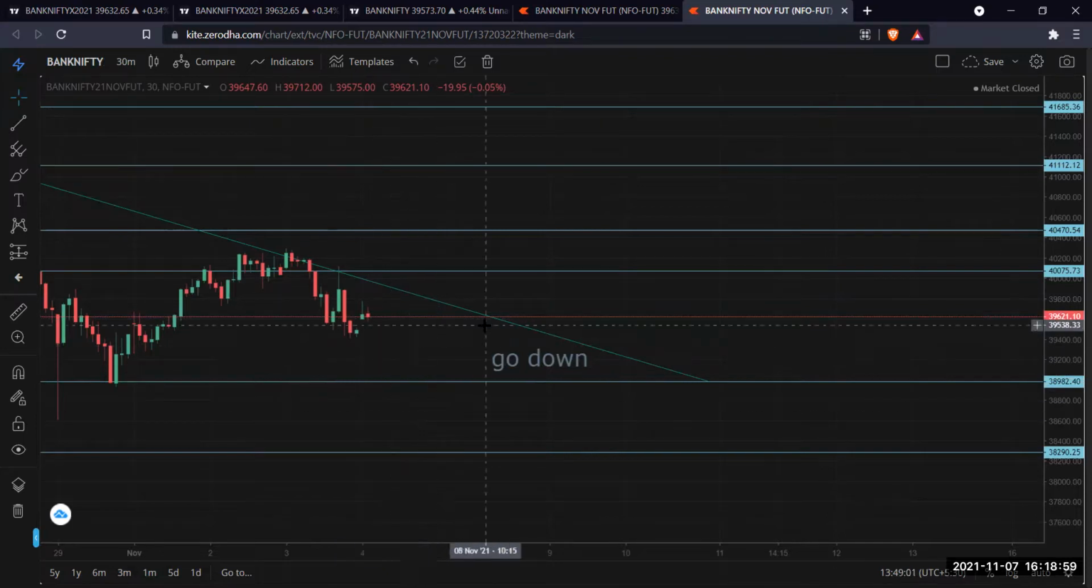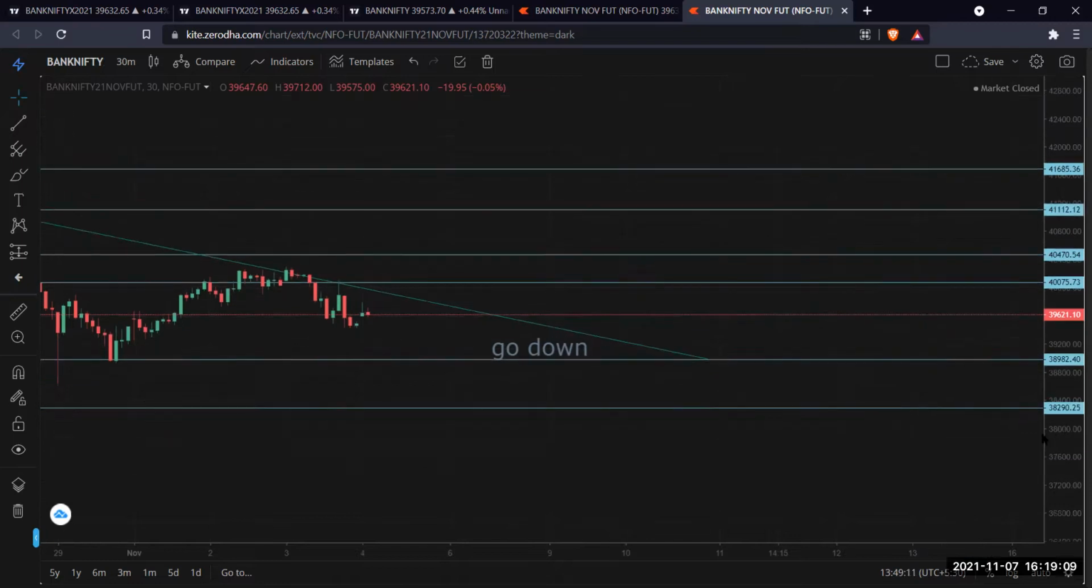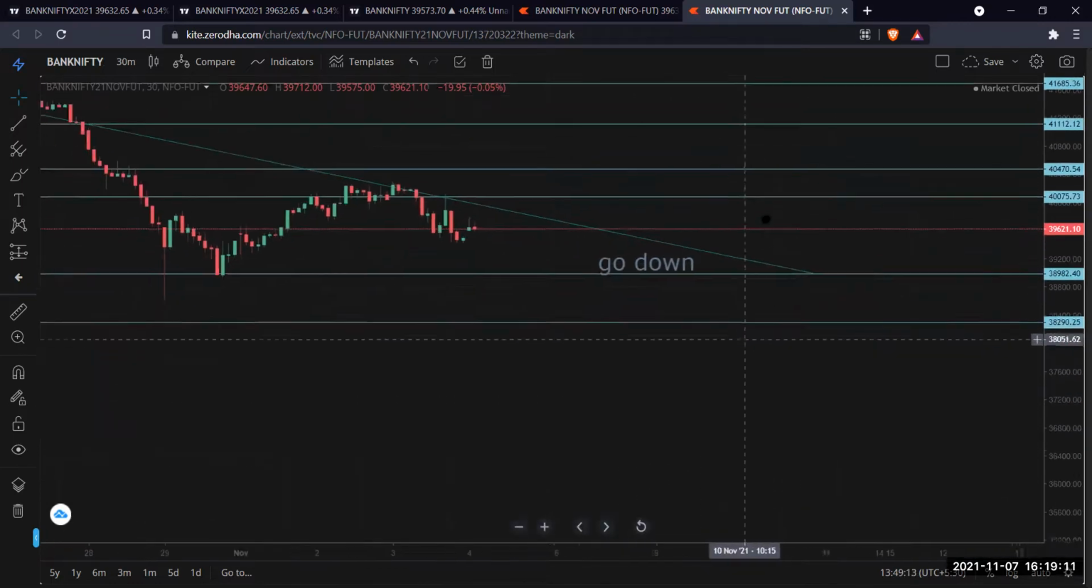Or if it goes here, touches down, touches here, it does not sustain, then it comes down, then breaks this support. Then it goes here, which is 38,290.